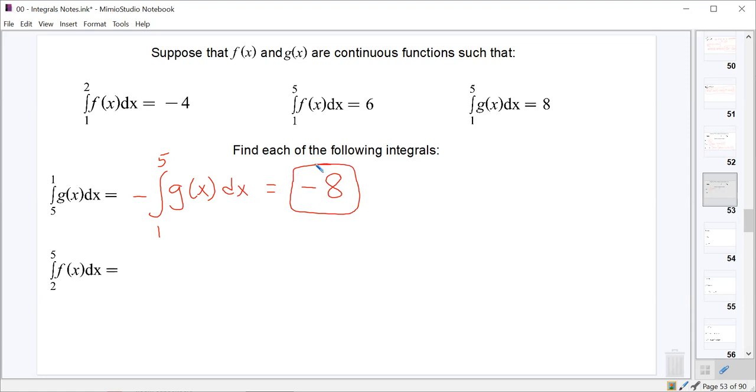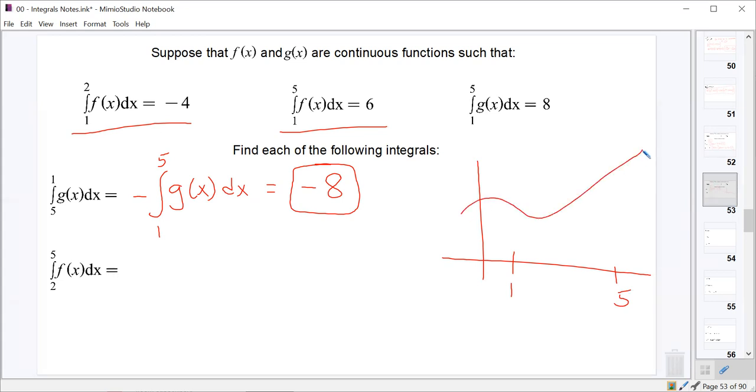And then the last one, to find the integral from 2 to 5 of f of x, we need to notice that we already have the integral from 1 to 5, and we've already got the integral from 1 to 2. And if we think back about that rule, here's 1 and here's 5, and here's f of x. Obviously, this isn't an appropriate representation of what f of x really looks like, but it doesn't really matter for our purposes here. Here's 1 and 5, and we want 2 to 5.